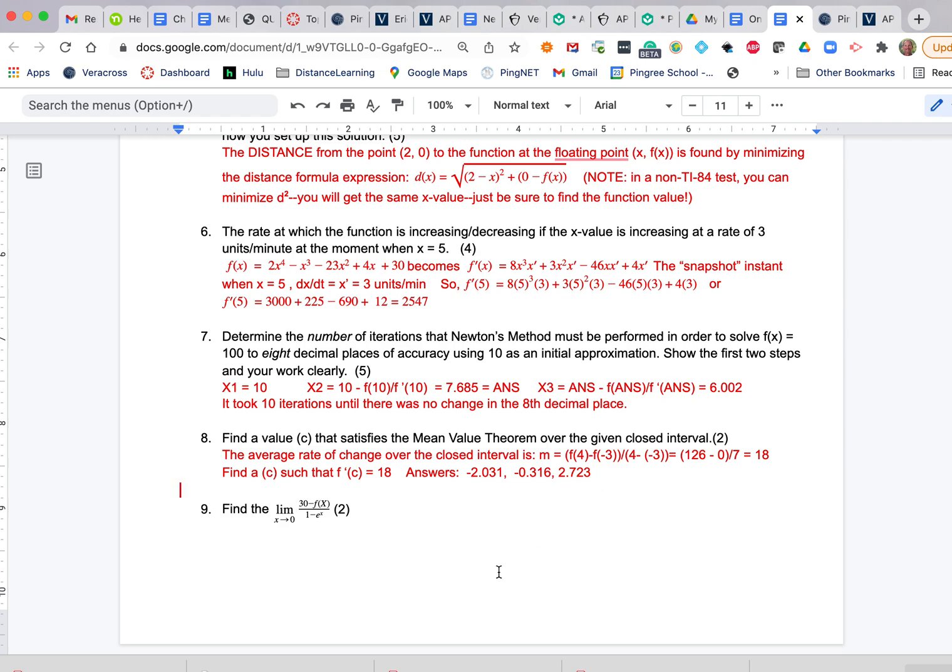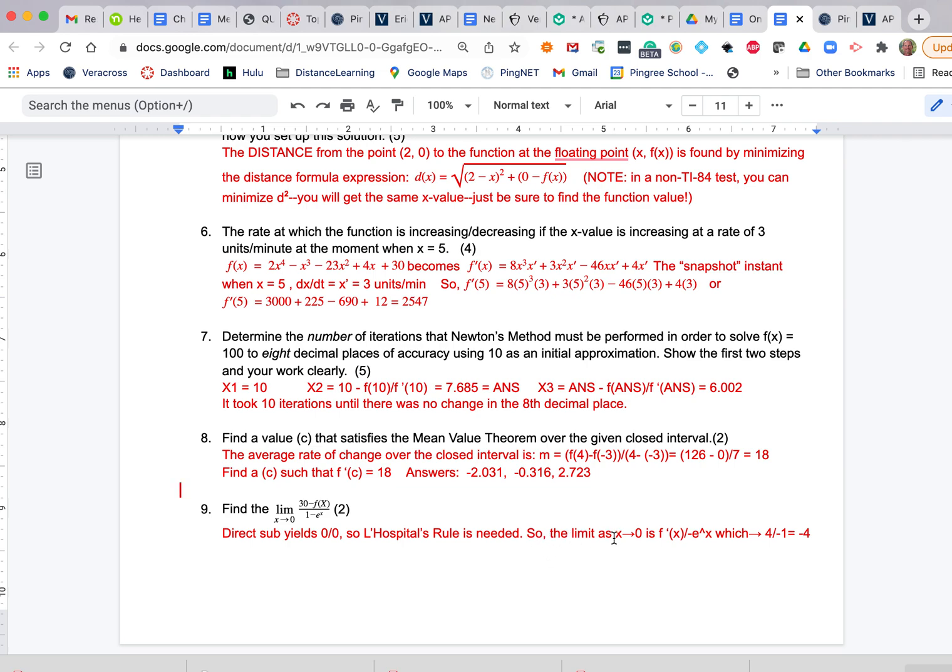Okay? Then finally, a little L'Hopital's rule problem. I've set it up using the function. If you have 30 minus the function when x goes to 0, of course your constant term is the only thing that's left. So 30 minus 30 is 0. 1 minus e to the 0 is 1 minus 1. That's L'Hopital's rule. Indeterminate, 0 over 0. Make sure you say that. If that is indeed true, you want to verify it.